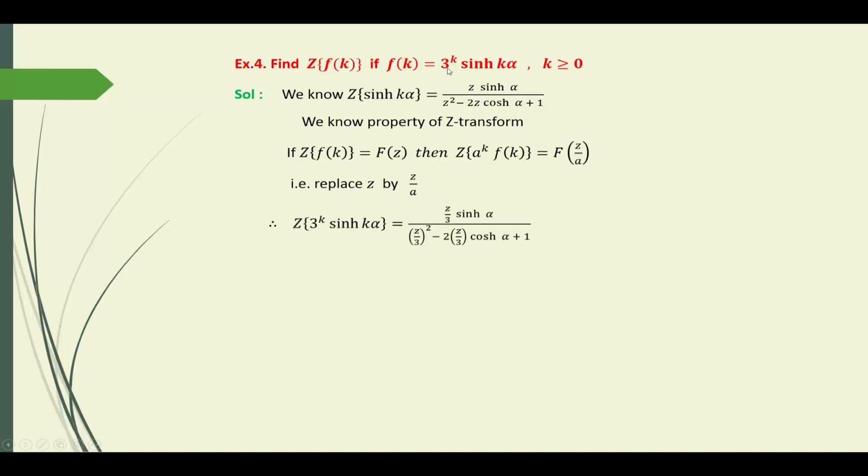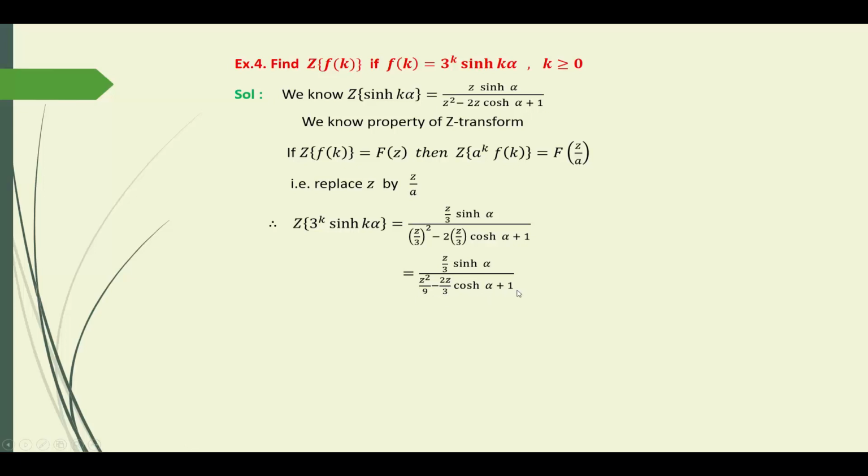Therefore the z transform of 3 raised to k into sin k alpha is equal to, replacing z by z upon 3, z upon 3 sin alpha upon z upon 3 bracket square minus 2 into z upon 3 cos alpha plus 1. We get z upon 3 sin alpha upon, simplifying, z square upon 9 minus 2z upon 3 cos alpha plus 1.